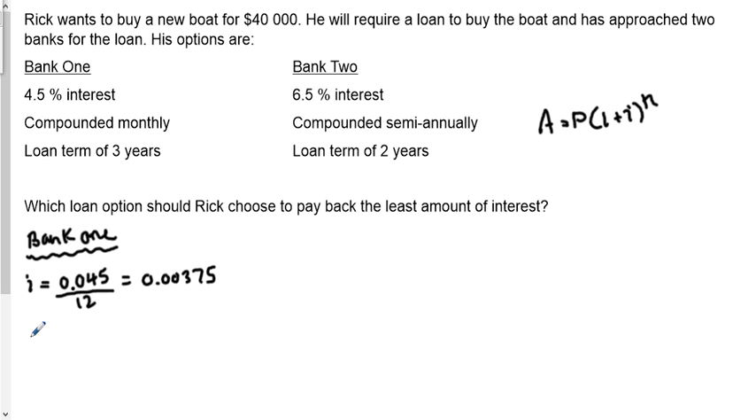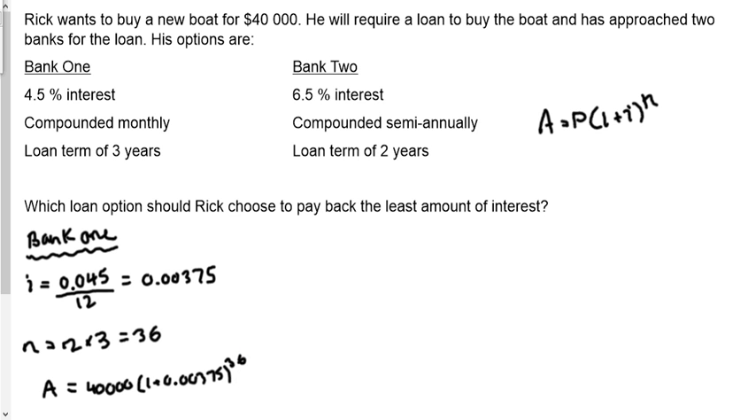I'm also going to need the N, or the number of compounding periods. So this loan is over 3 years. It's compounded monthly. So I have 12 times 3, so I have 36 compounding periods for Bank 1. So A is $40,000 times (1 plus 0.00375) to the 36.